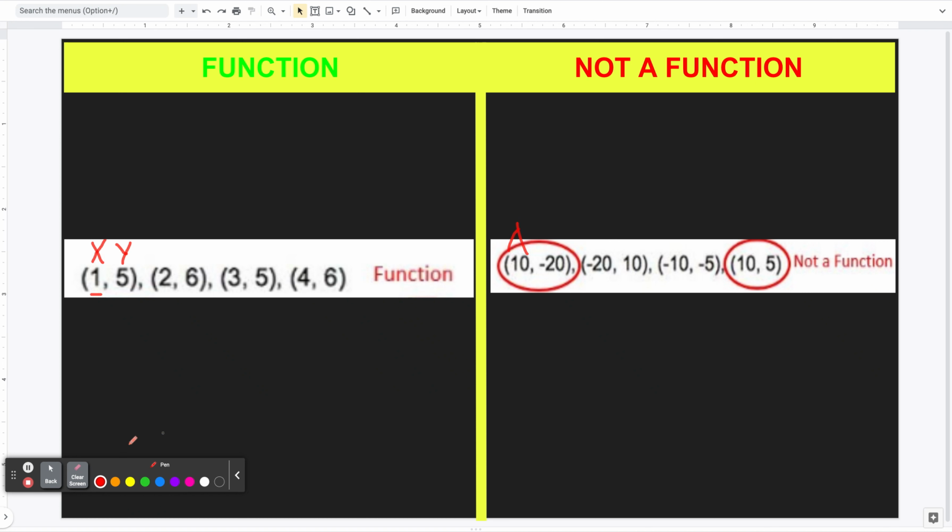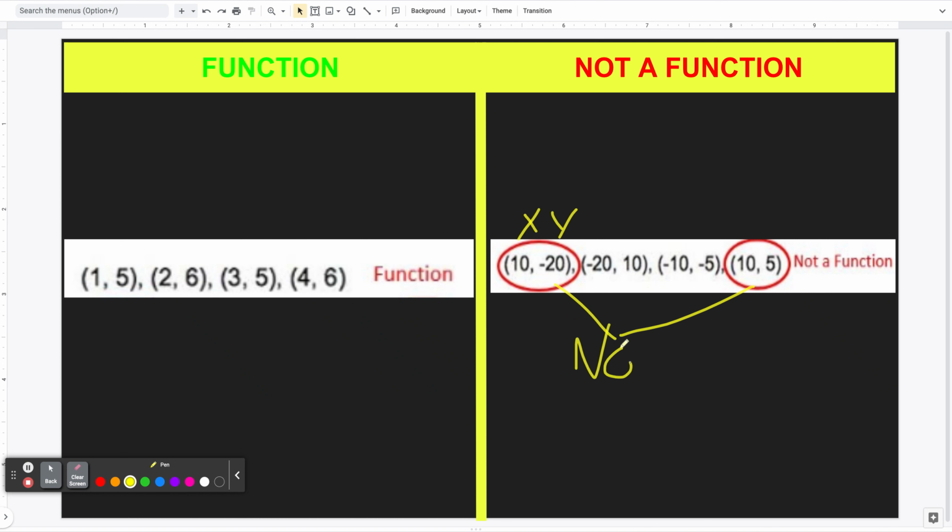Actually, in this case, let me go ahead and clear the screen. Let me use a different color that stands out a little bit. Over here, x and y, we have the x of 10 dating negative 20, that's cute. Negative 20 dating 10, that's cute. Negative 10 dating negative 5, that's cute. Nobody's repeating so far. 10's dating 5, what? Okay, hold up. You see here, 10's dating negative 20, and 10's dating negative 5.